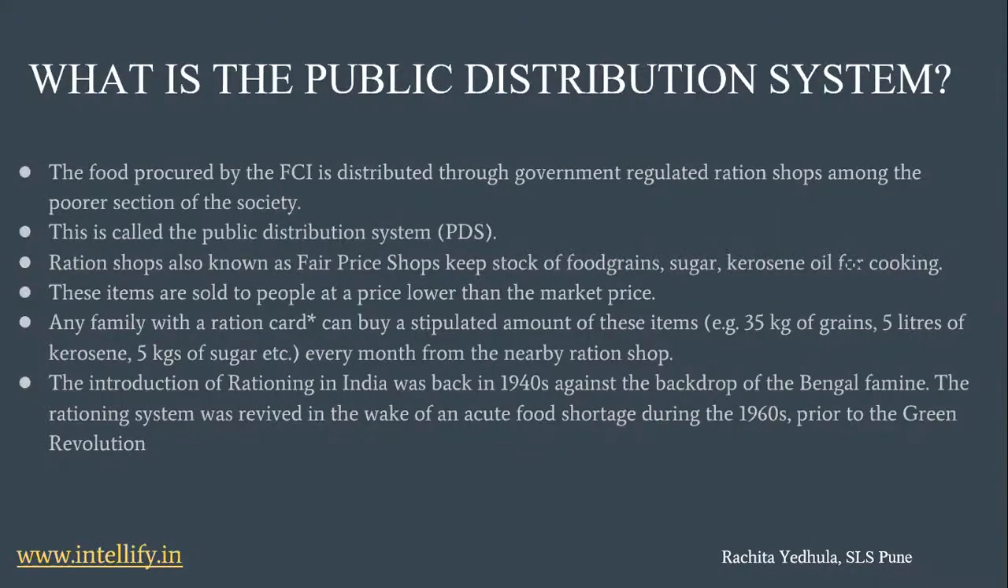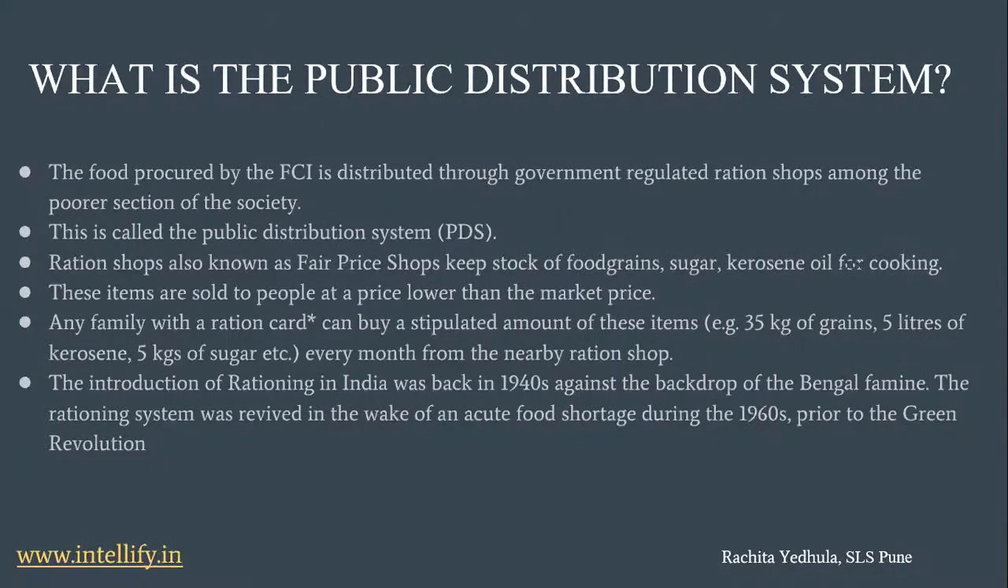Ration shops are also known as fair price shops and they keep stock of food grains, sugar, kerosene oil for cooking, etc. Any family with a ration card can buy a stipulated amount, that is an exact amount of these items such as 35 kgs of grains, 5 liters of kerosene, etc. every month from the nearby ration shop.